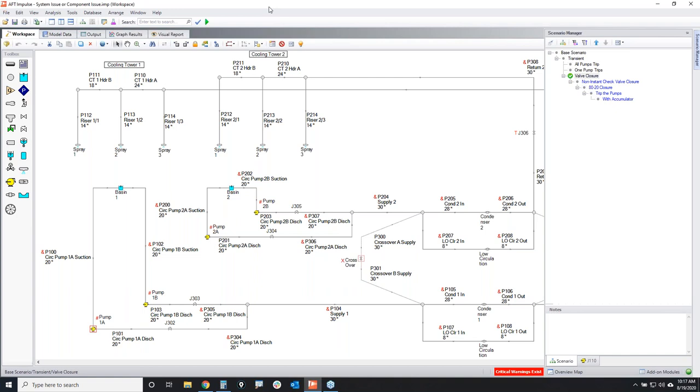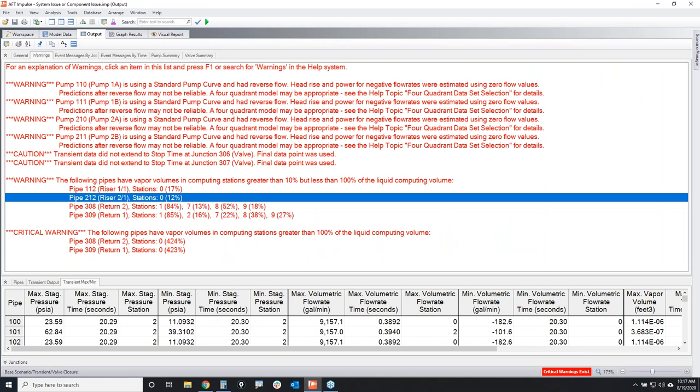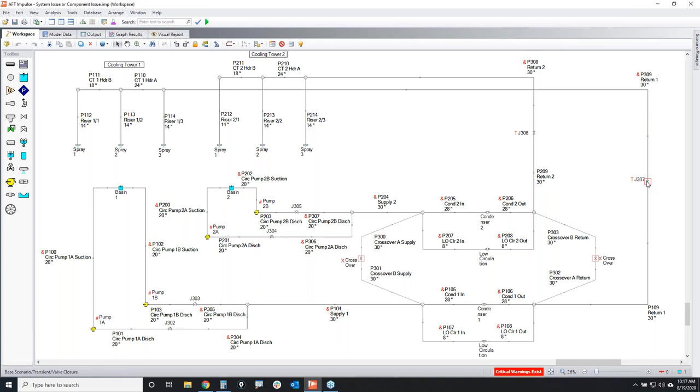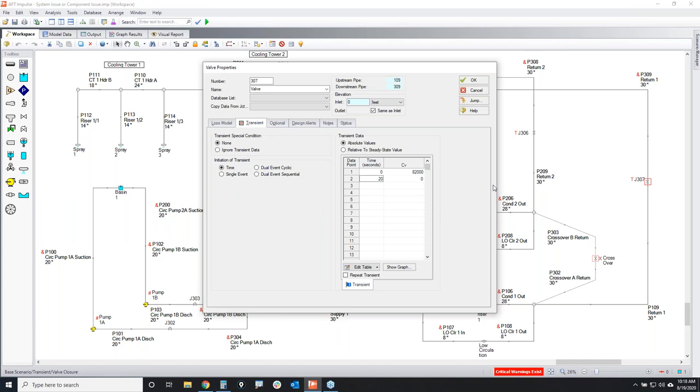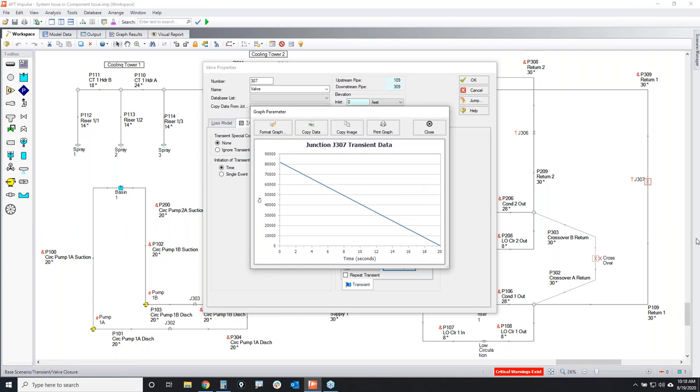So let's go back to the output window here and take a look at the next set of warnings, which are simply caution messages. This is just telling me that the transient data did not extend the stop time for the valve junctions. All that means is that on the transient data tab for my valve closure, I only specify data out to 20 seconds, but I'm running my simulation for 30 seconds. So the question is, after this valve gets to be at a closed CV, what happens for the rest of the 10 seconds of the simulation?